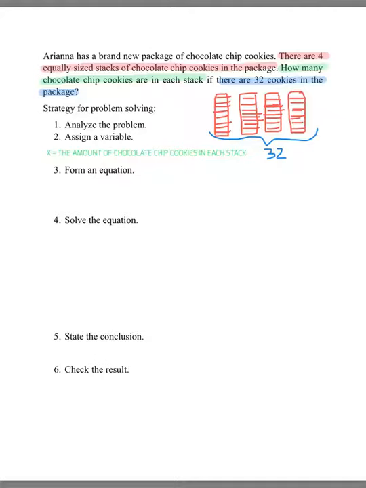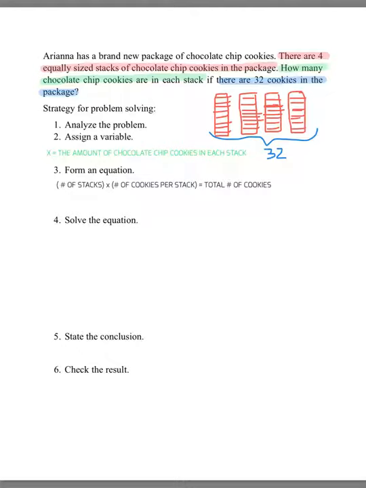But now let's go ahead and create an equation using this idea. I'm going to give a general outline of what the equation should look like. This is what it should look like. It should have the following form: the number of stacks times the number of cookies per stack is going to equal the total number of cookies.